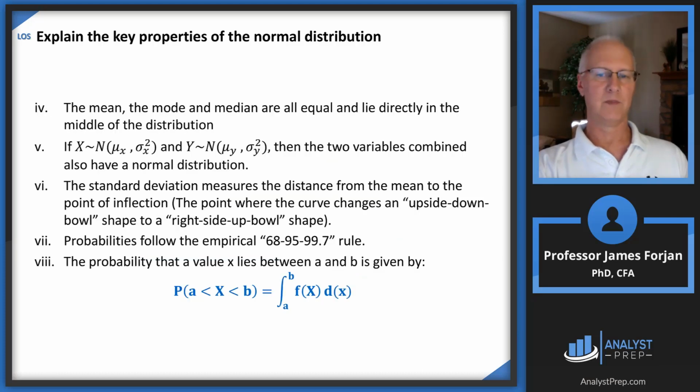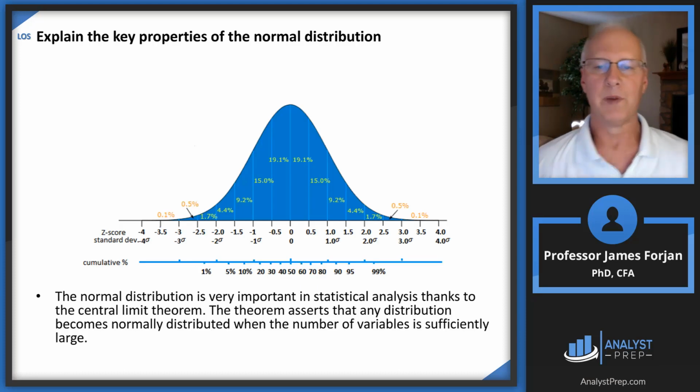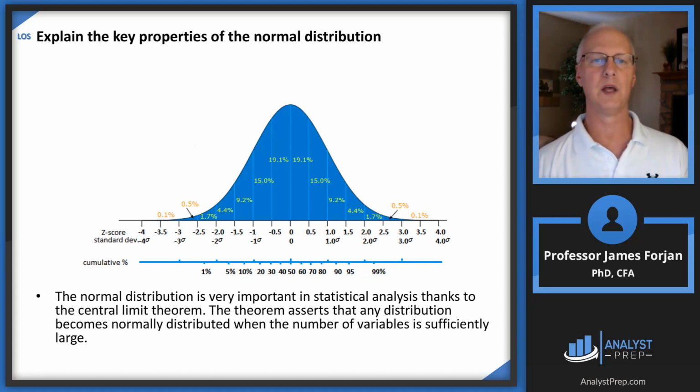And that takes us back to that 68, 95, and 99. Here's the general empirical rule: 68% of all outcomes fall within one standard deviation of the mean. 95% of all outcomes fall within 2 standard deviations of the mean. And then a little bit more than 99% fall within 3 standard deviations of the mean. That's probably important to remember.